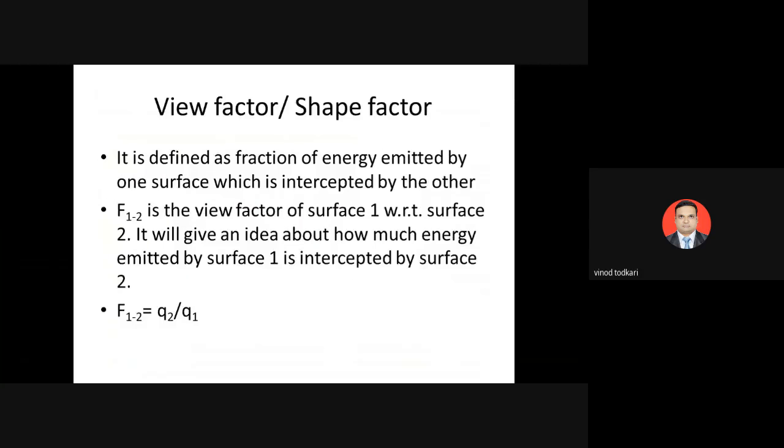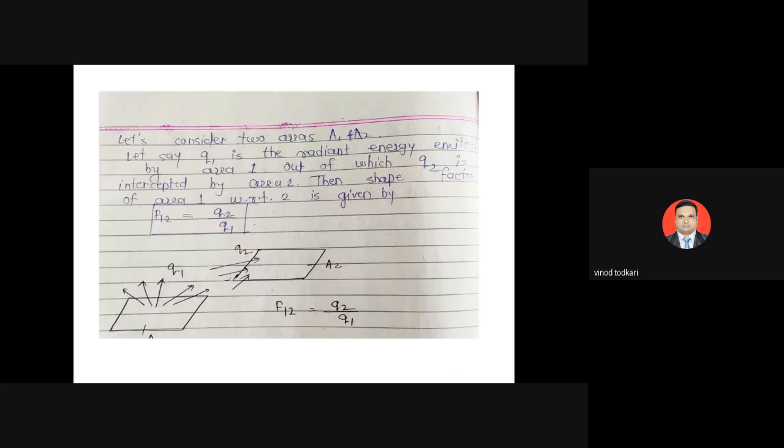Okay. So we'll start with the concept of view factor. Within 5 minutes, we will revise and then we will stop. What is view factor? It is defined as the fraction of energy emitted by one which is intercepted by the other. For example, if one surface, this is A1, area 1, is emitting energy Q1, out of which Q2 is intercepted by area 2, then what is the view factor of 1 with respect to 2? It is equal to Q2 upon Q1. Is it clear to you? What is F12? Shape factor of 1 with respect to 2 means the fraction of energy emitted by 1 which is intercepted by 2.